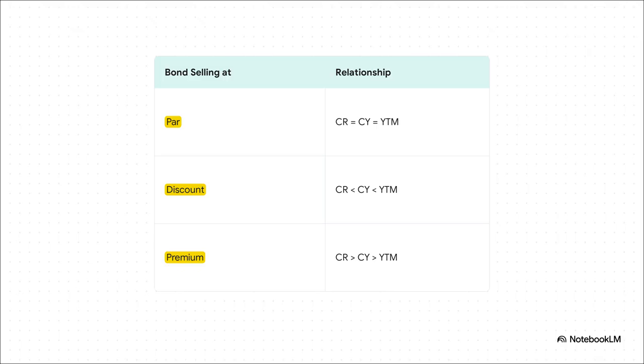Simple. But if you buy it at a discount for less than face value, your overall return, the YTM, is going to be higher than the coupon rate. And on the flip side, if you pay a premium, your total return will be lower than that coupon rate. You've got to get this logic down.